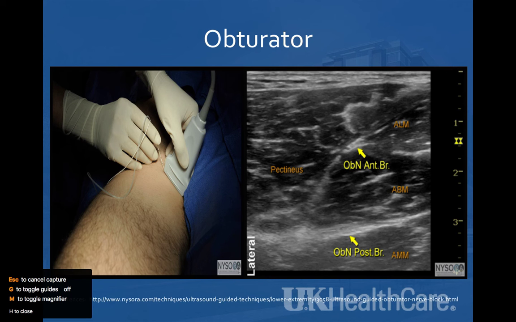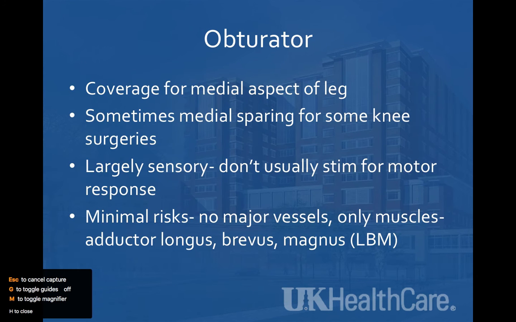It's like, if you visualize the letter C right there that's wrapping itself around the adductor brevis, such that your hydrodissection volume just splits longus and magnus for your superficial injectate, and brevis and magnus for your deep injectate. So again, medial aspect of the leg, this is a block that I'll use for medial sparing for knee surgeries. There are no major vessels here. It's really just the muscle segments.